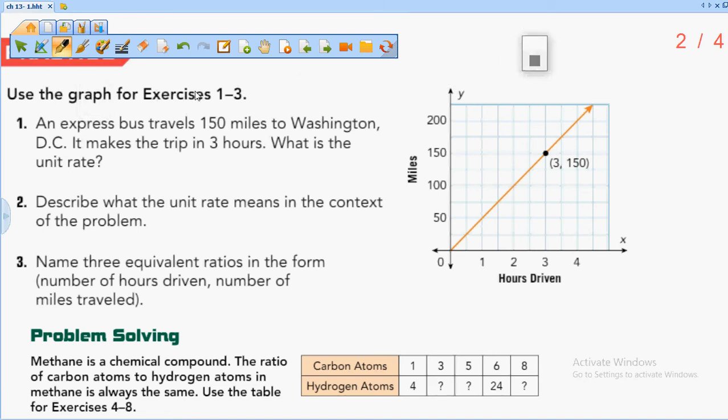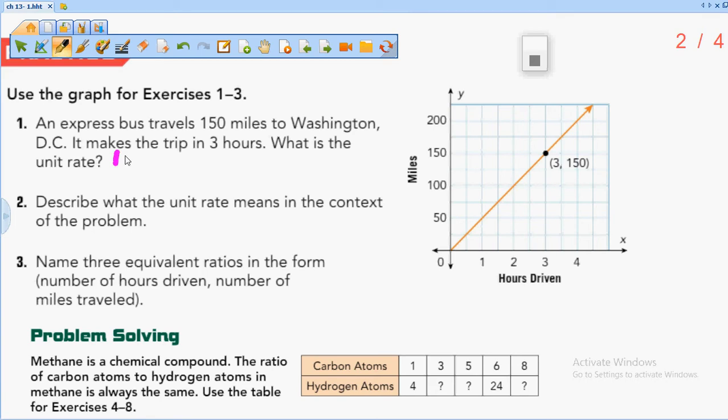Use the graph for exercise 1-3. We have to solve these questions. An express bus travels 150 miles to Washington, D.C. It makes the trip in 3 hours. What is the unit rate? Again, I think you took how to find the unit rate.